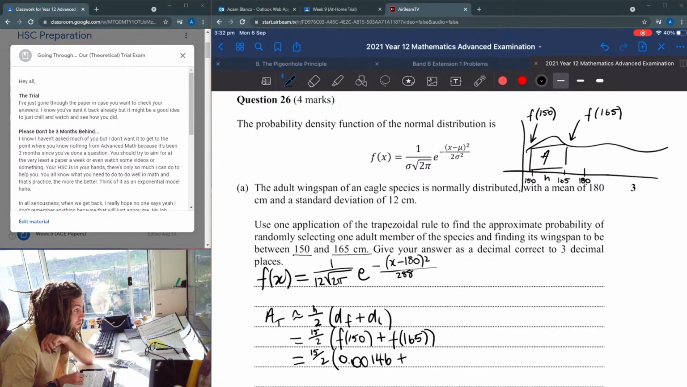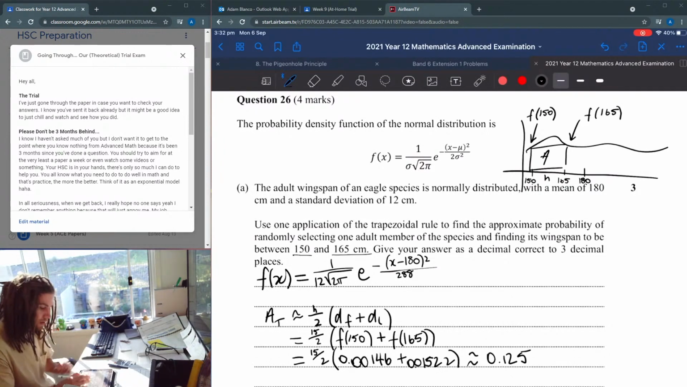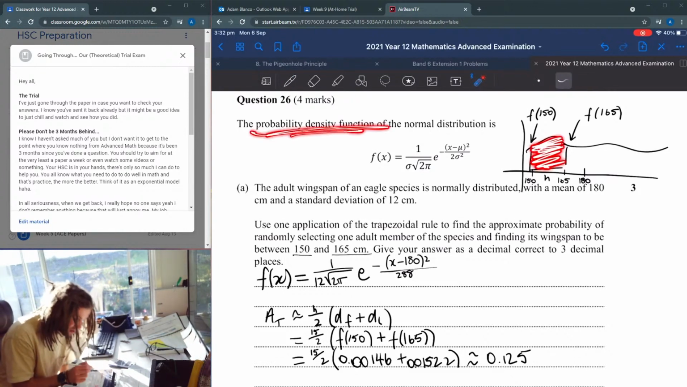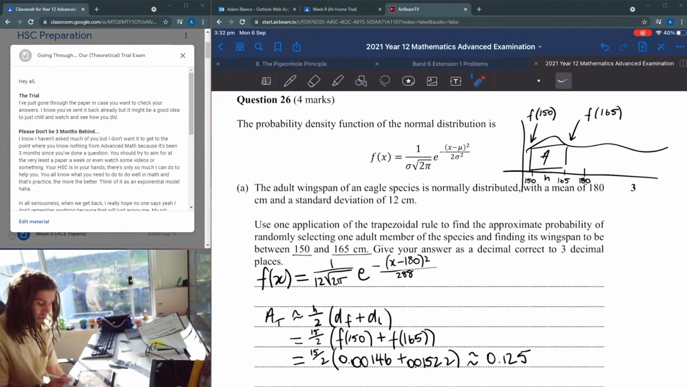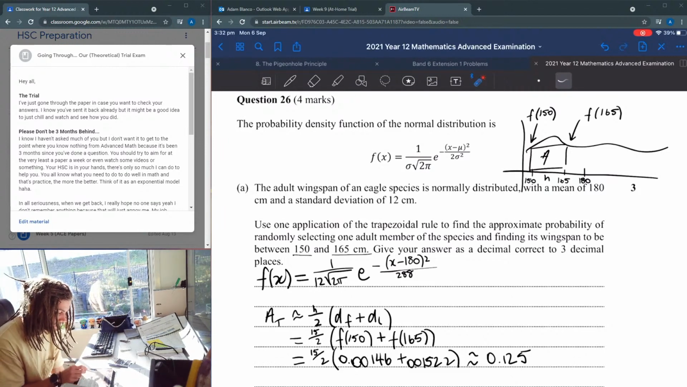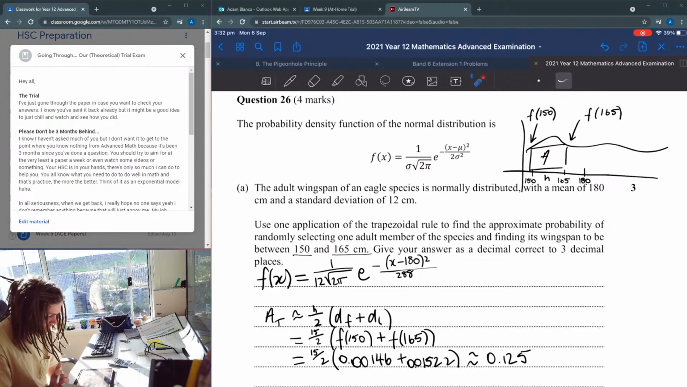0.00146 plus 0.01522. It's round about equal to 0.125. And again, the area under the curve of a probability distribution function will give you a probability. So the probability of selecting a random angle with a wingspan between 150 and 165 is around about 0.125. So like an eighth, 1 in 8 chance. Anyway, what a weird question.